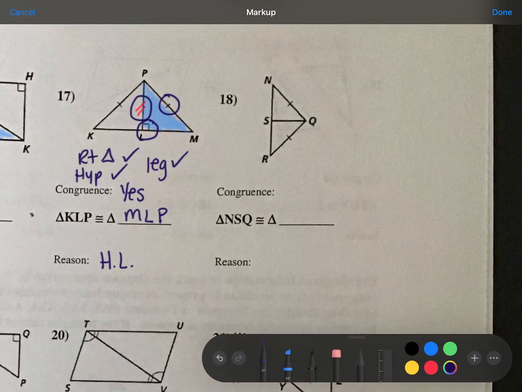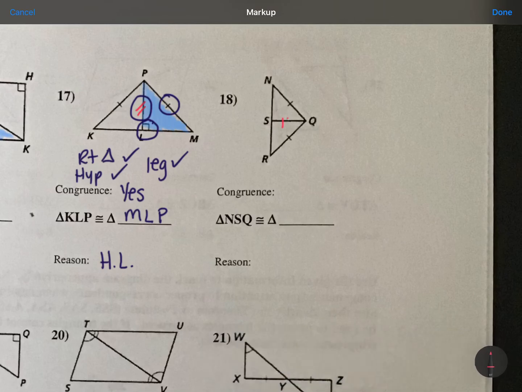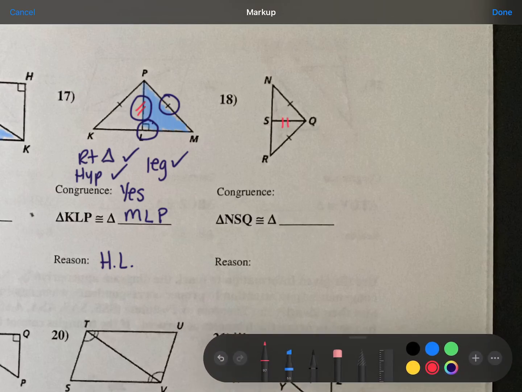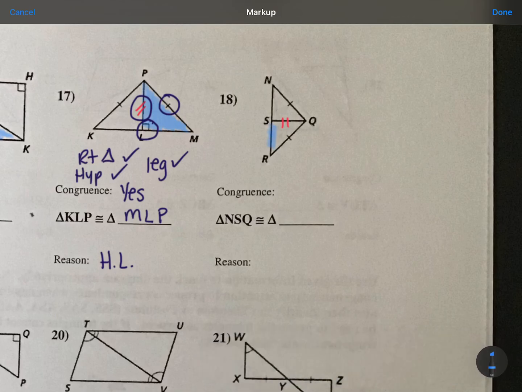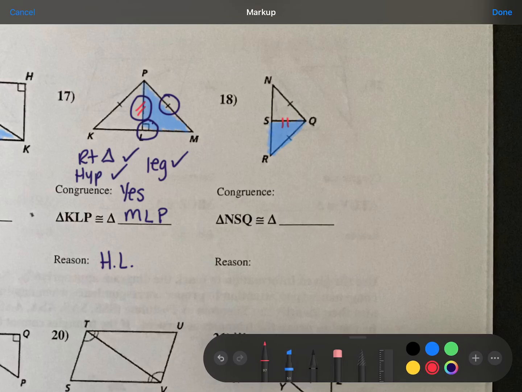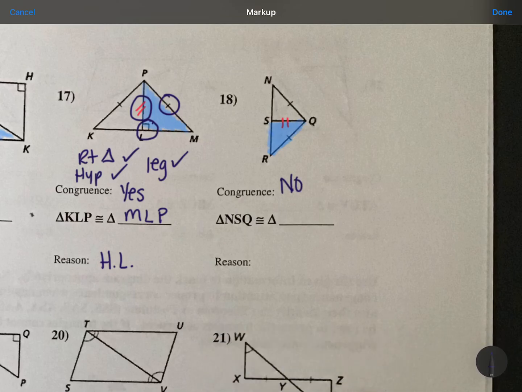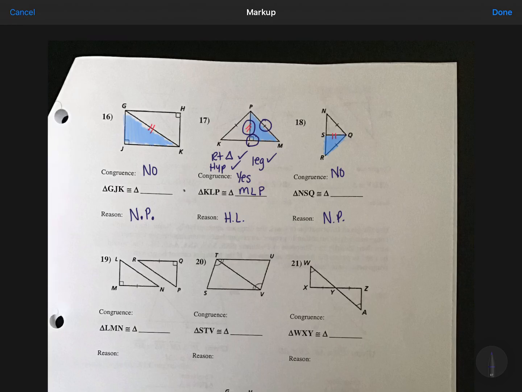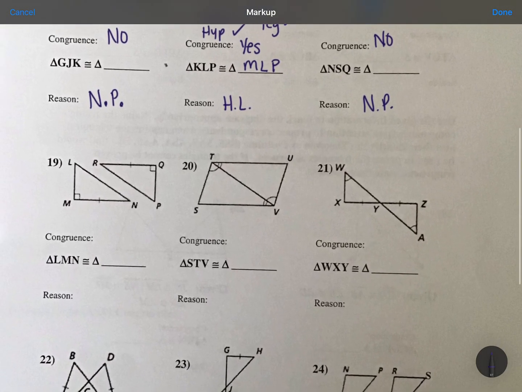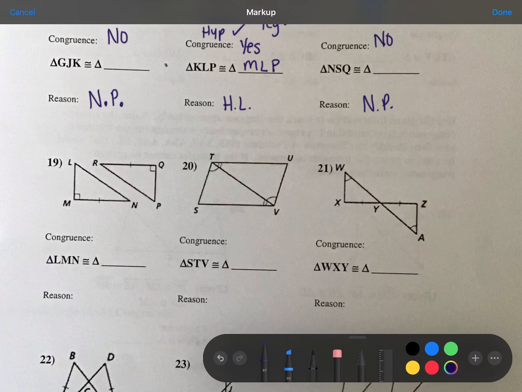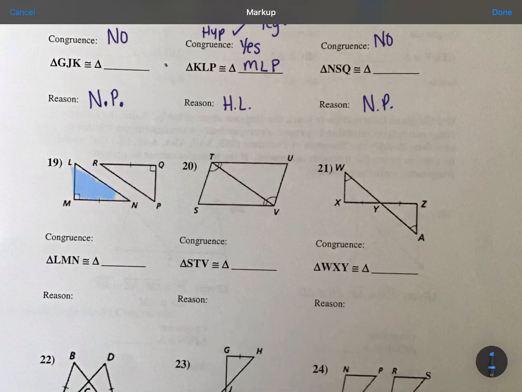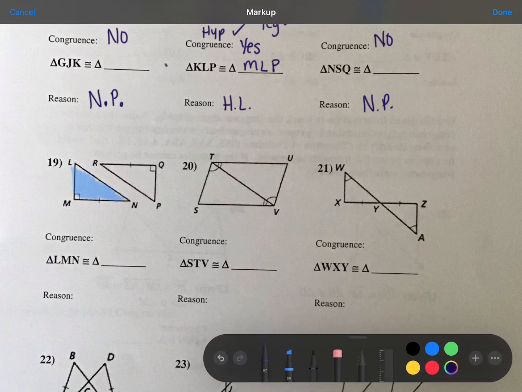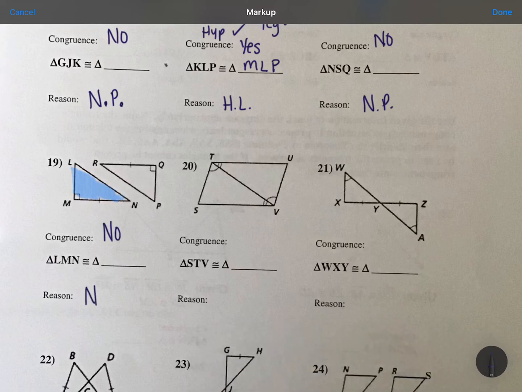Number 18, can I legally add anything? Yes. SQ, because they share it, it is common between the 2 of them. You can mark it because of the reflexive property. It's the only thing I can add, so now I'm ready to look. Do I have 3 things? Nope. I only have 2, so it's not possible. Number 19, can I legally add anything? Nope. Do I have enough stuff? Nope. Are they congruent? I don't have enough information.